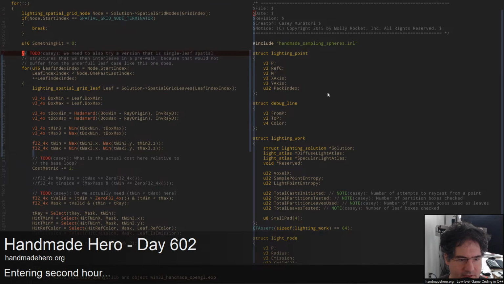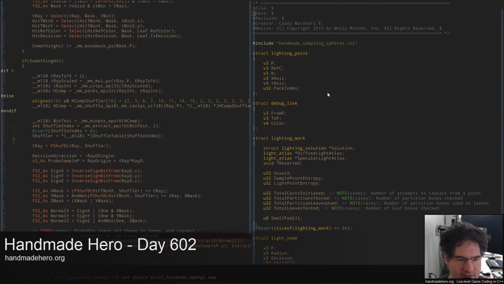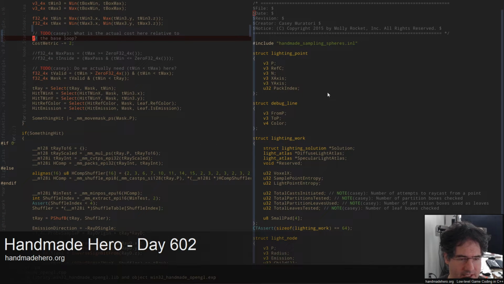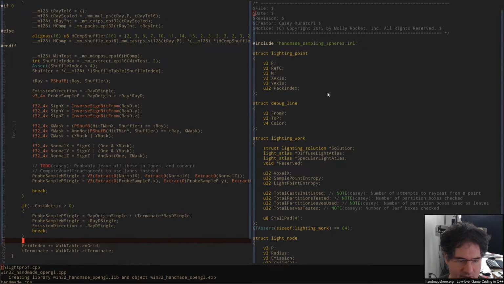So I think that's fine. So I think we're okay. So we process all of the leaves. We look to see if we hit anything in there. And we have to process all the leaves. We can't just stop as soon as we find a hit, because inside one cell we're not sorted in any way. So we need to check them all to find the closest one. I think that all works well.